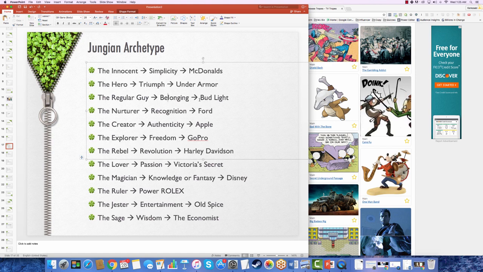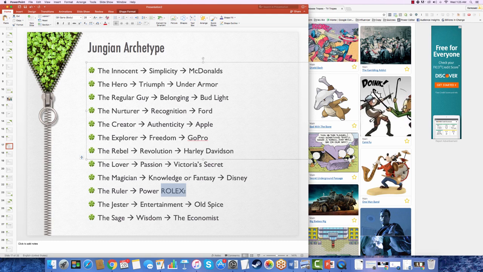The next one is the ruler. Now, the ruler is power, straight up. They are the king. They exemplify power, and a good example of that is Rolex. But again, go with anything that exemplifies power. Rolls Royce, Bentley, the Lux or the MGM Grand in Las Vegas. Trump is an example. All of Trump's brands exemplify power and wealth. That's what the ruler is all about. And the ruler is pretty simple. Either you're appealing to people who want power or you're not.